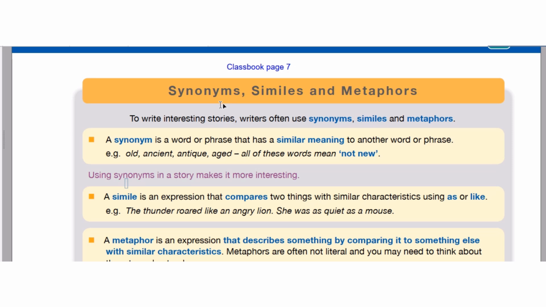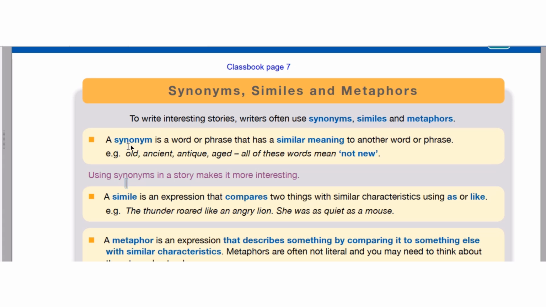Welcome to English for Me series, Grade 10, Semester B, Unit 1, Lesson 2, Grammar and Vocabulary, Part 2. Now let's get started. Open your class book, page 7. Synonyms, similes, and metaphors. We are going to study the meaning of these three words.